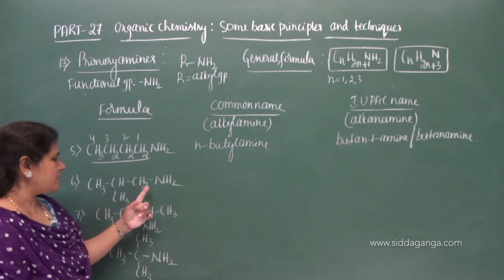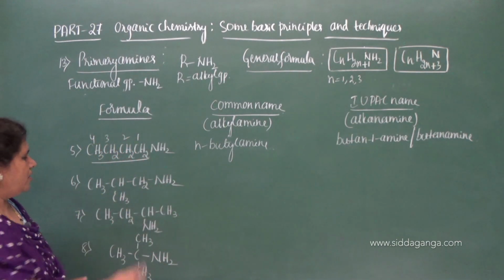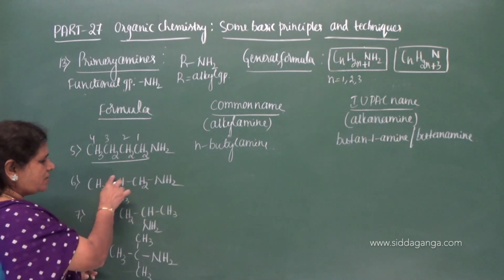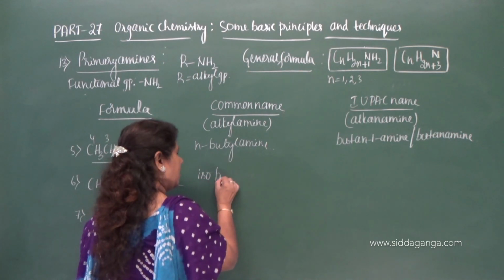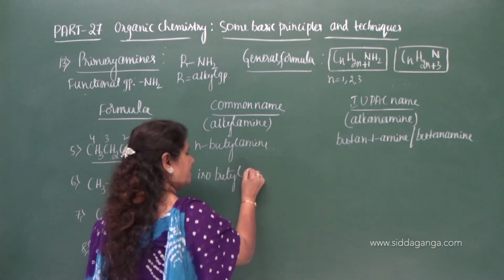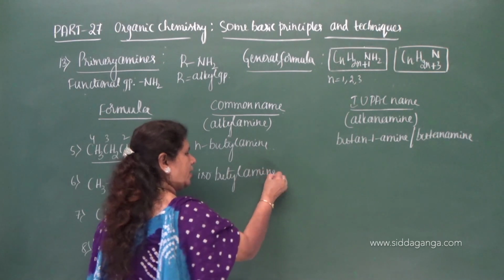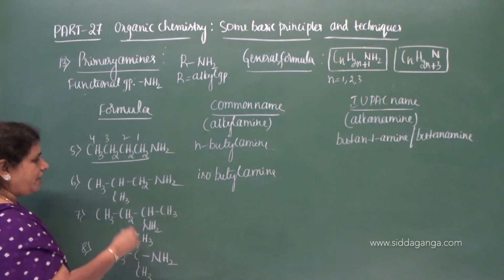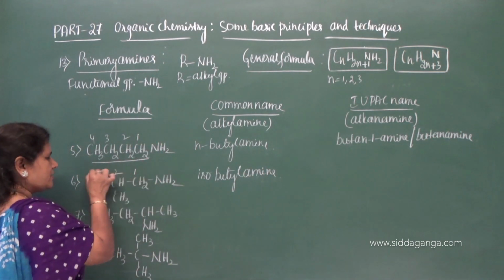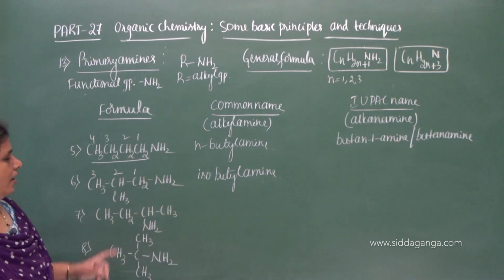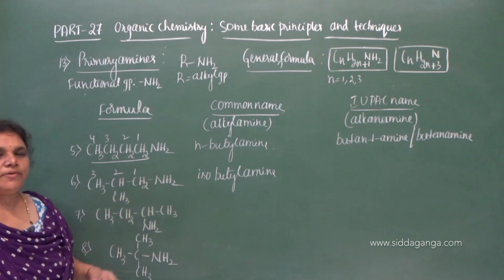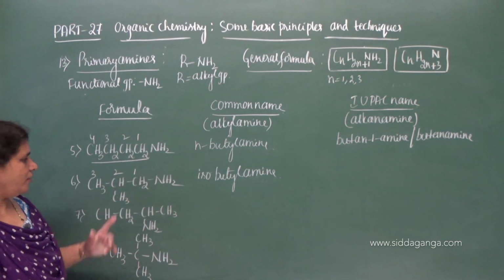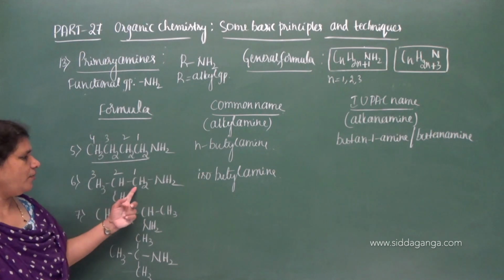And what about this? It is isobutyl, because the carbon chain is branched, therefore it is isobutyl amine. Now you select the longest chain. On the second carbon we have a methyl group and on the first carbon we have the amine functional group: 2-methyl propanamine.